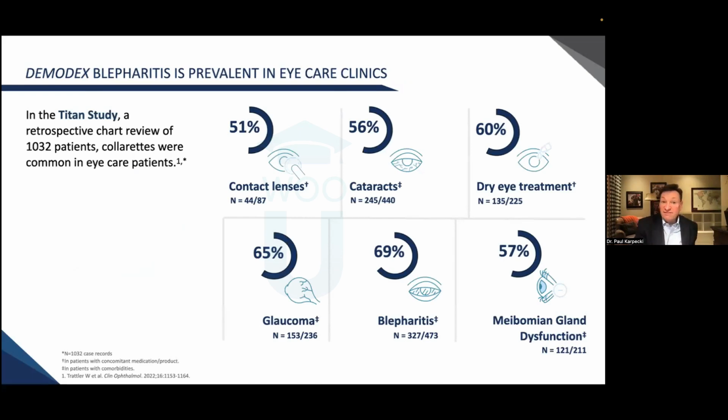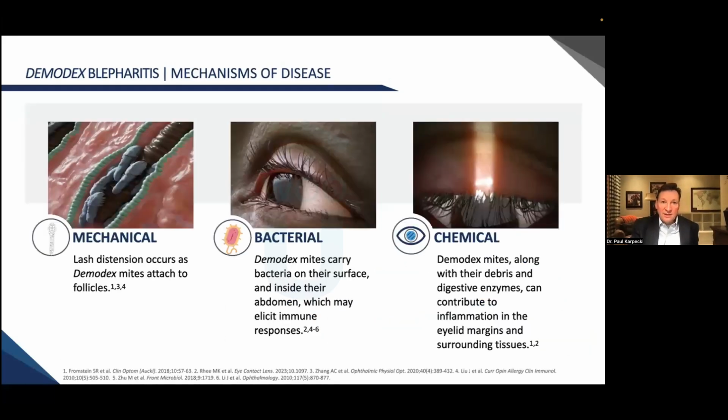So in the Titan study, 51% of patients with contact lenses had collarettes, pathognomonic for Demodex blepharitis. 56% of cataract patients, 60% of dry eye patients, 65% of glaucoma patients. Almost 7 out of 10 cases of blepharitis are Demodex. And of course, 57% of those with MGD. The reason this becomes such a problem is that Demodex has 3 ways of causing disease. Mechanical: those little Demodex mites can actually scratch and tear and cause all kinds of problems as they claw.